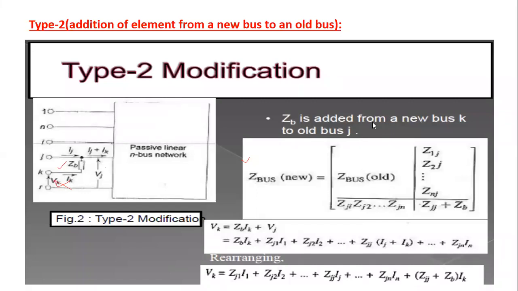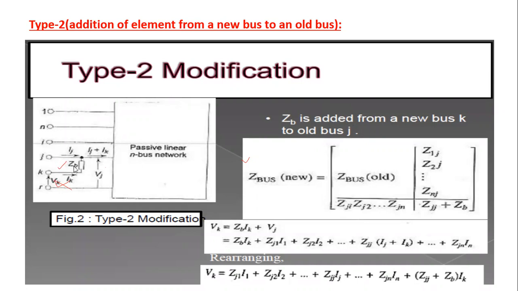Therefore, ZB is added from the new bus K to the old bus J. J is the old bus and K is the new bus.